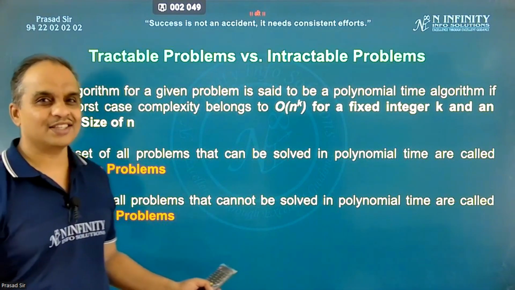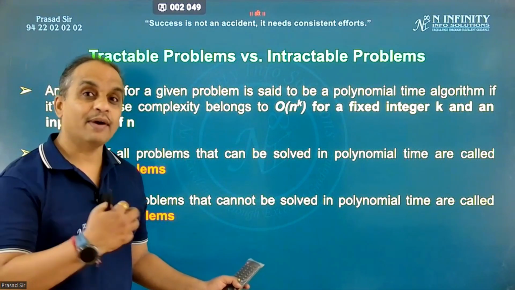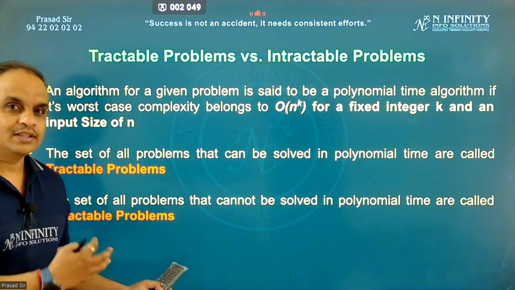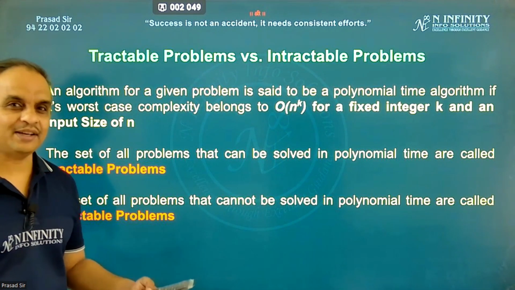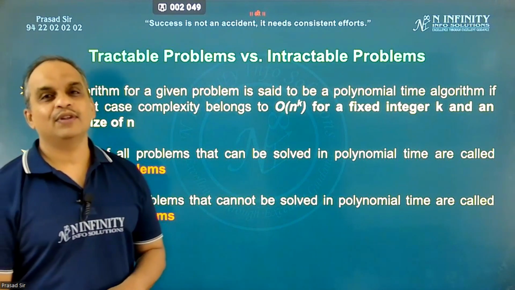That's it for this session. I hope you must have been amazed to see some of the issues about exponential time complexity and the intractable zone. That's it for this session.